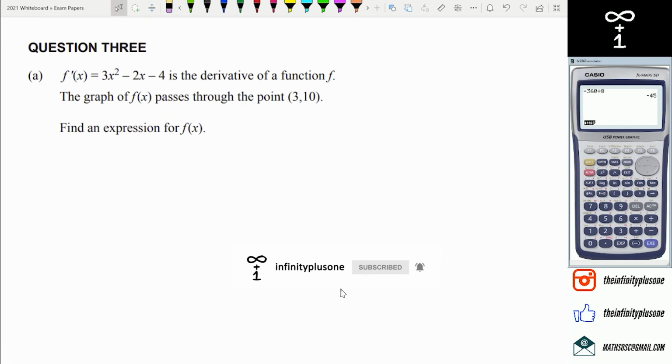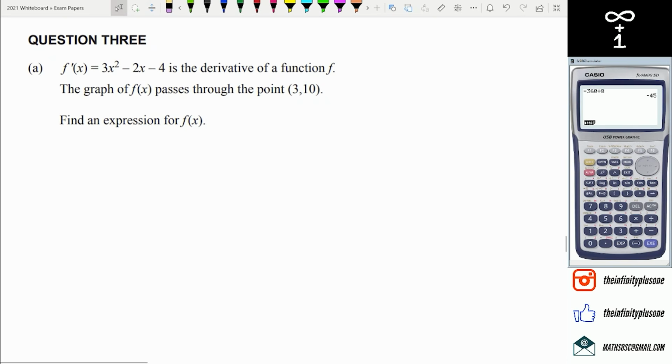So question 3, what we've got is f dash of x, and it says that it goes to the point (3, 10). Find the function. Okay, so we're just going to integrate this. So then f of x is going to be 3x to the power of 3, because 2 plus 1 is 3, and we divide by the new power, which is 3, minus 2x new power is squared, divide by the new power, which is 2, minus 4x, and of course, don't forget the plus c.